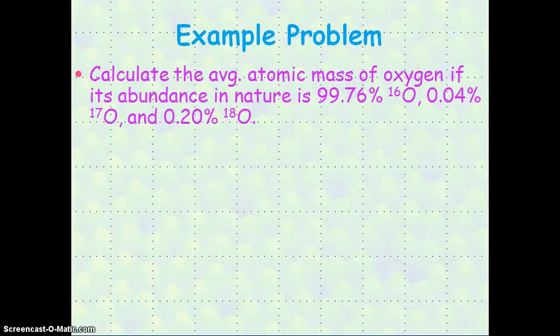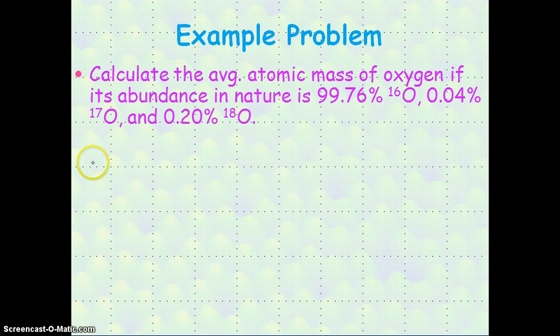So now let's look at a little example. All right, so we have isotope 16, which has this percentage. We have isotope 17, which has that percentage, and we have isotope 18, which has that percentage. So the first thing we want to do is get all those percentages into decimal form.